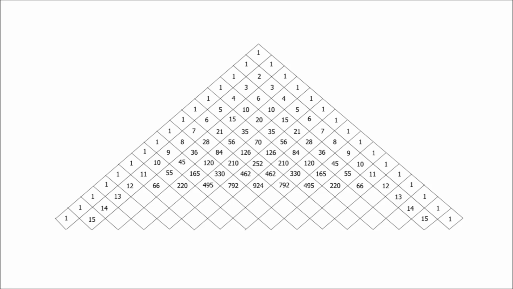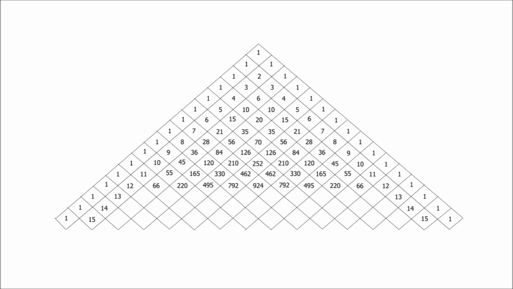11 plus 55 is 66. 55 plus 165 is 220. 165 plus 330 is 495. 330 plus 462 is 792. And double 462 is 924.